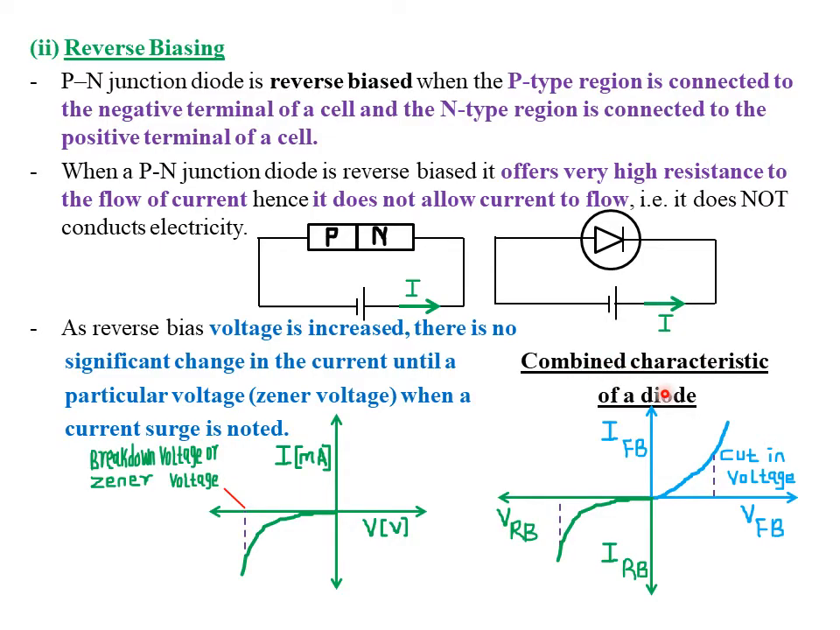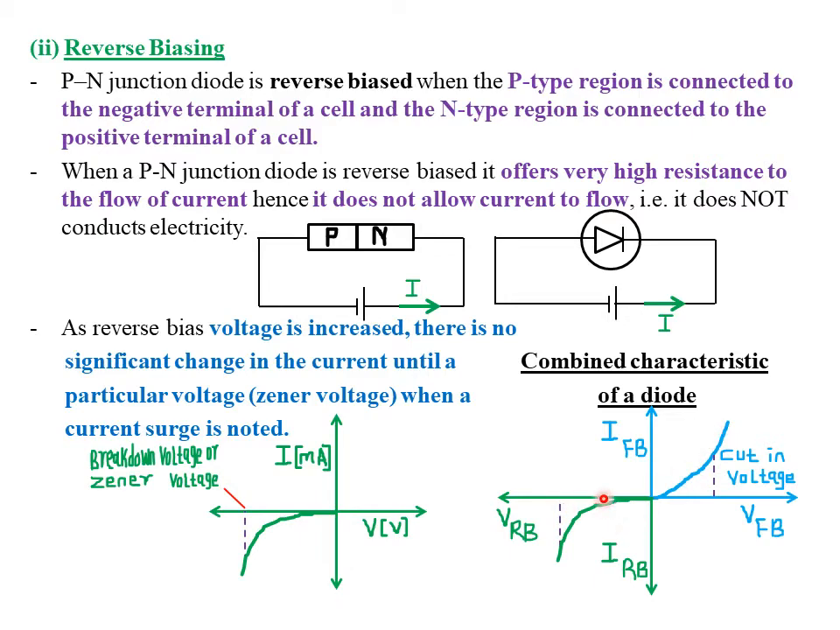That is, combined characteristic simply means that we are combining a graph for both forward biasing and reverse biasing of a diode. The right hand side represents the characteristic for a forward biased diode, so you can see this one is representing the forward biased current. Then this one is representing the forward biased voltage. Beyond what we are calling the cut-in voltage, the voltage increases with a rapid increase in current.